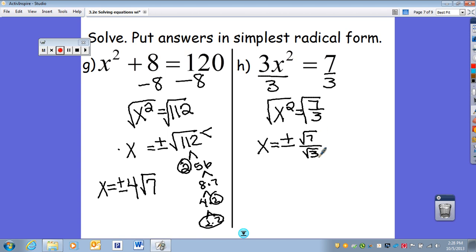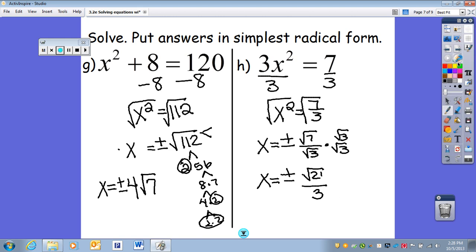Because 7 can't be divided by 3, and neither can it be simplified, we need to just make sure we rationalize the denominator. So we're going to multiply both the numerator and the denominator by the square root of 3. So we have x equals plus or minus the square root of 21 over 3, since 3 times 3 is 9, and the square root of 9 is 3. That is simplified form and is our solution. Also, please remember that the 21 is under the radical and the 3 is not, so we cannot simplify it any further.